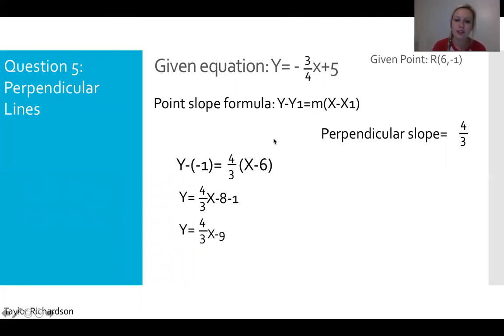Next, we're going to use the point slope formula that's written here, and that is y minus y1 equals m times x minus x1. And we're going to plug in the given point and our perpendicular slope to find the new equation for the perpendicular line, which is y equals 4/3 x minus 9.